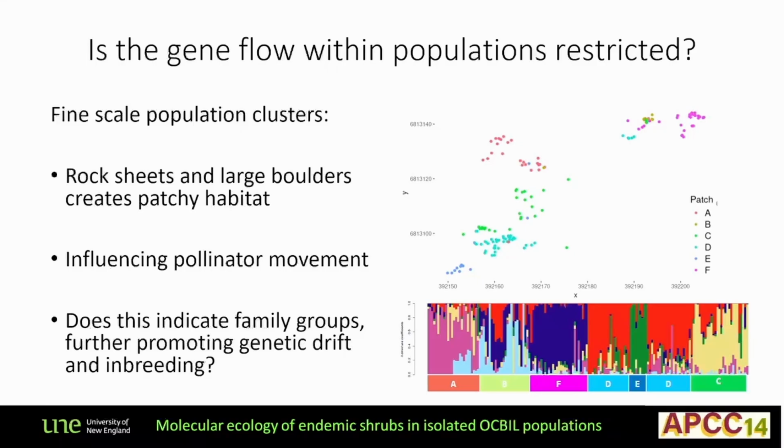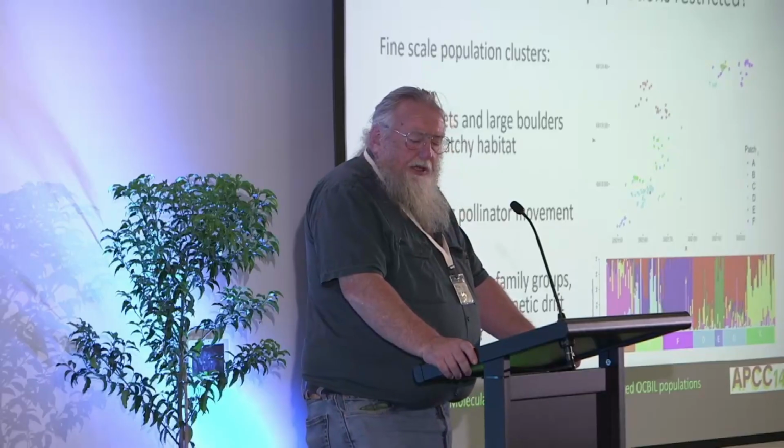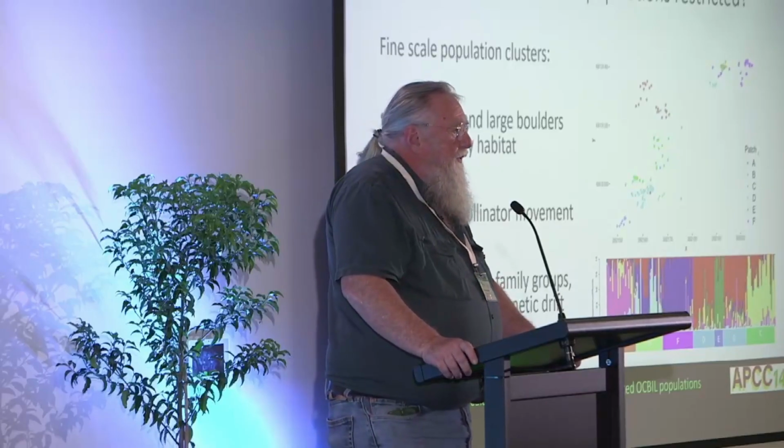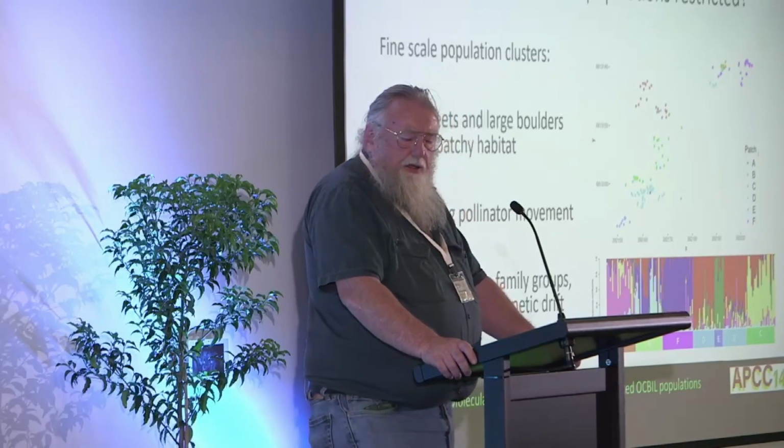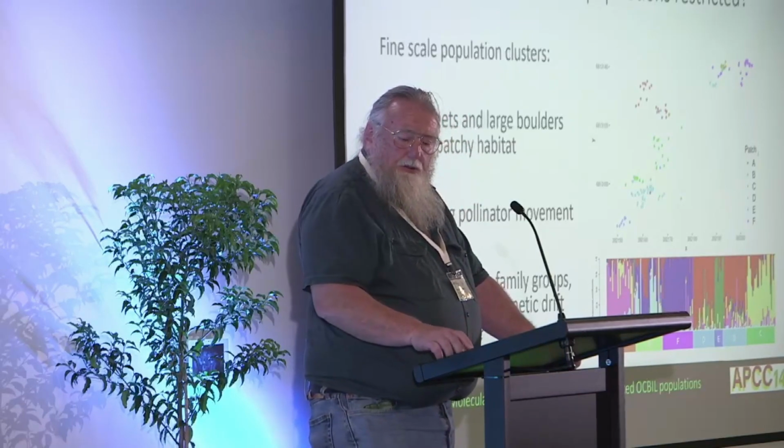And those patches are basically separated by rock sheets and large boulders, which indicates that the boulders and the rock sheets were influencing pollinator movements. But it does also raise the question that these patches indicate family groups, which would probably further exacerbate genetic drift or inbreeding.